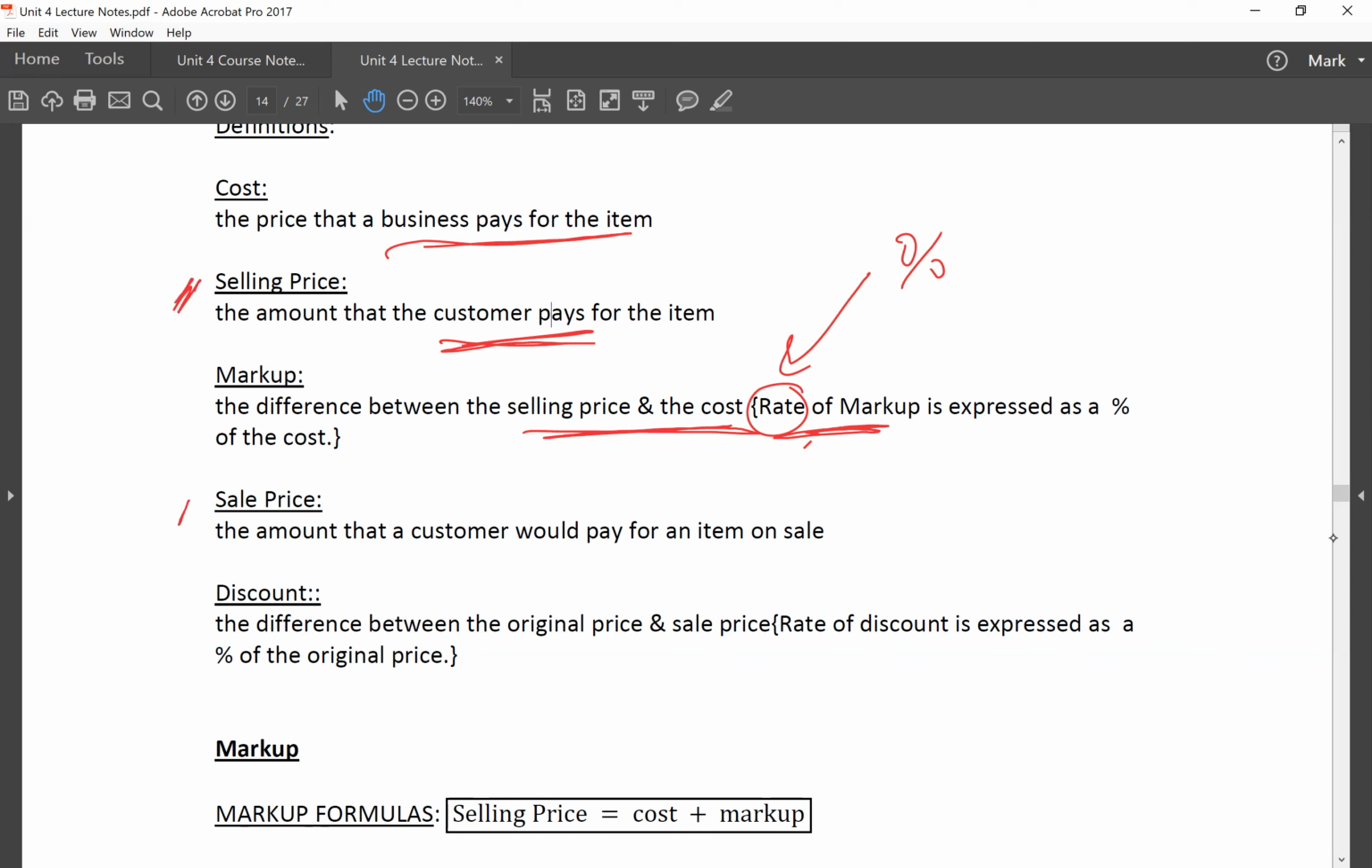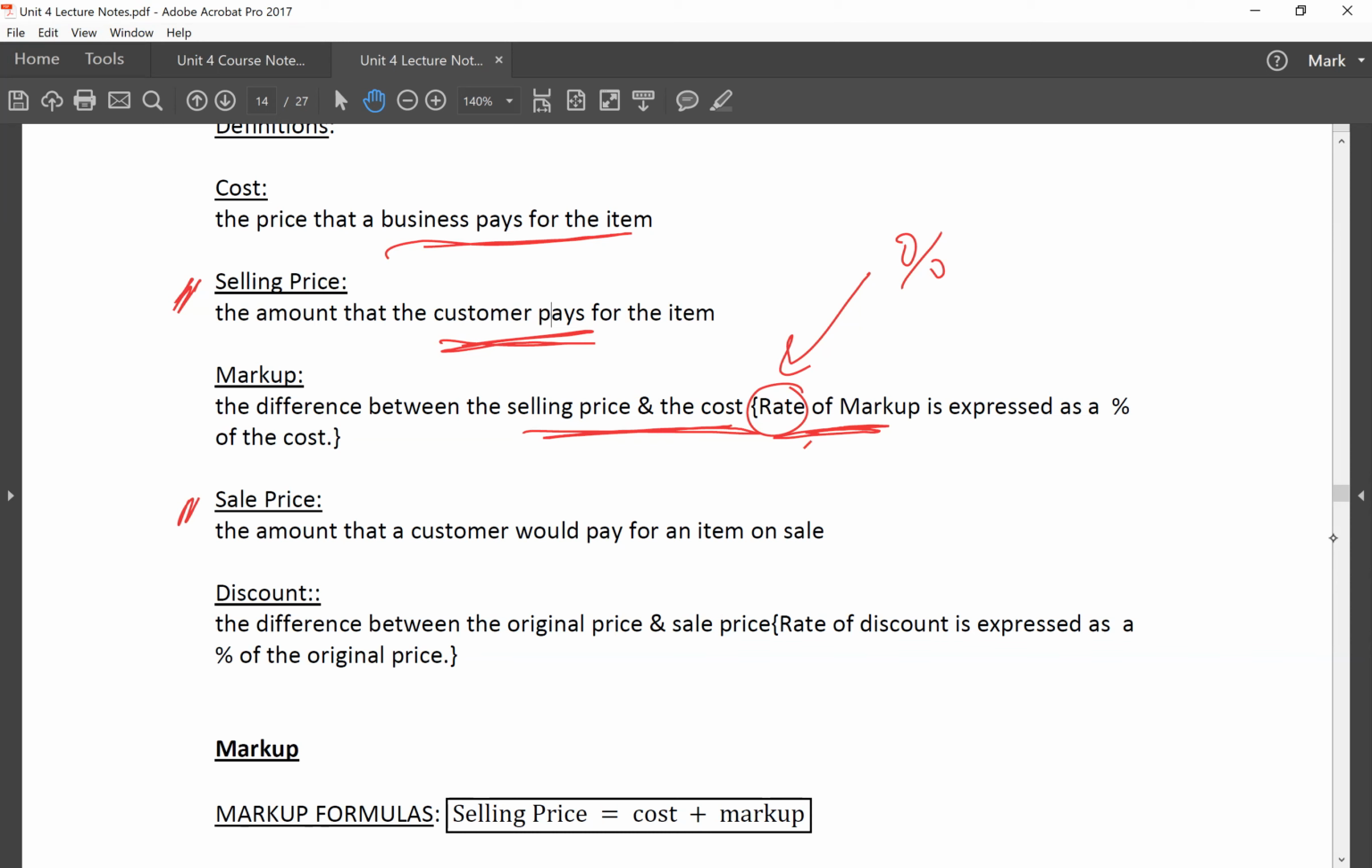Selling price and sale price are not the same. Selling price is what the customer normally pays. Sale price is what they would pay on sale. So when you think of sales in Qatar, I know for me, Ramadan and Eid typically have sales associated with them. In America, you hear of Cyber Monday or Black Friday. There's some reasons why they're named those things, but they're big sales days in November.